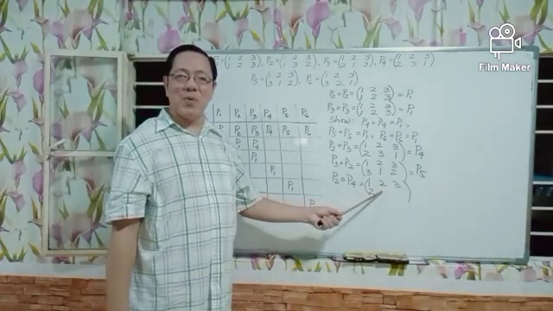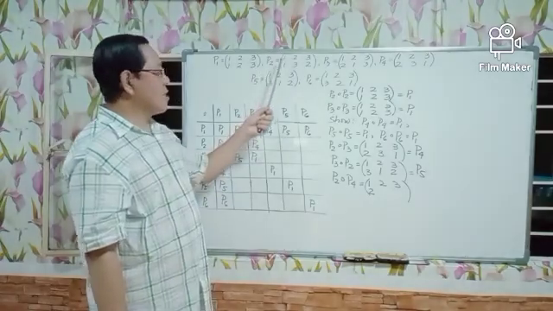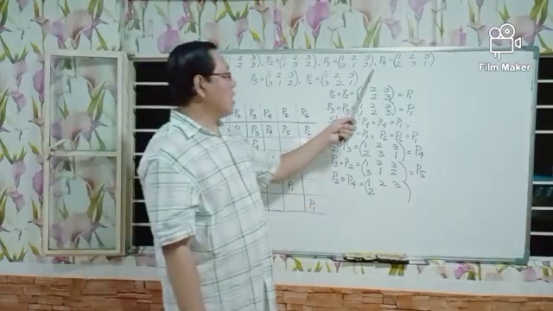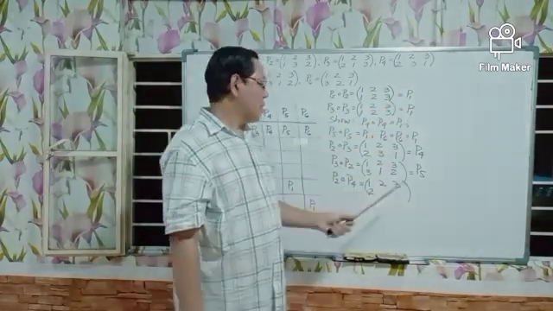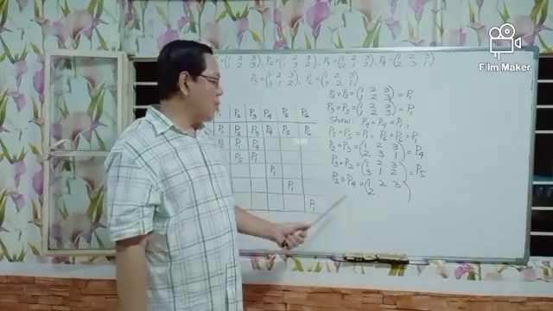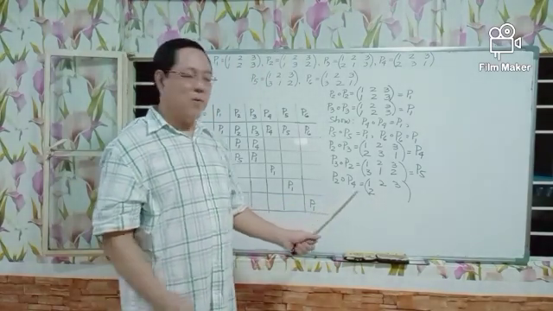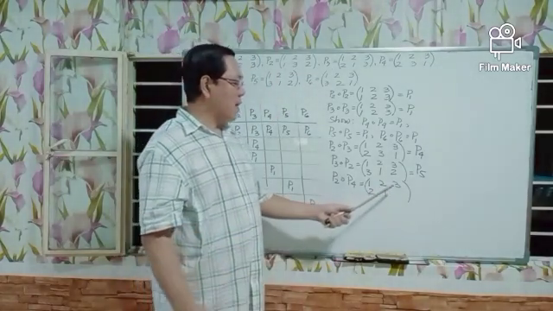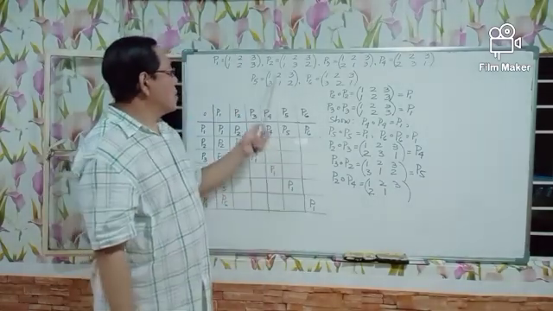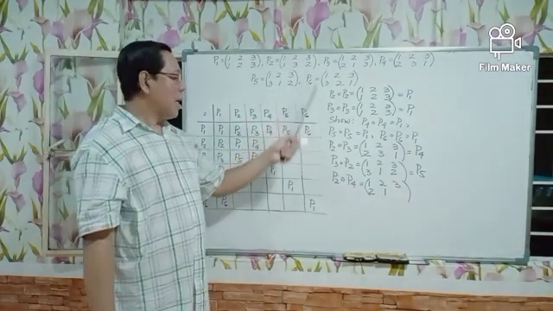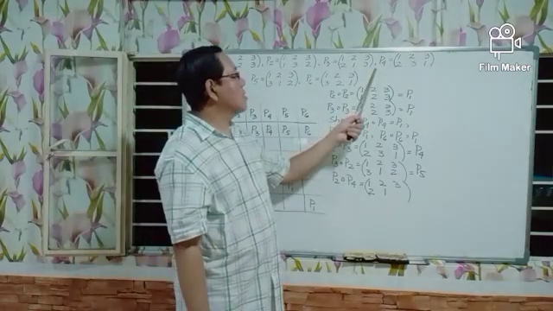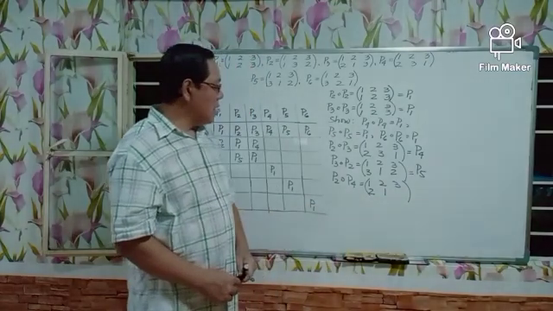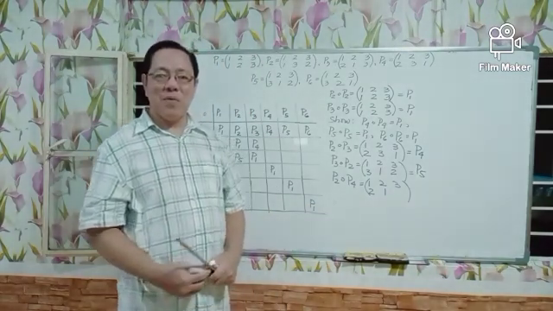Next, we find the image of 2 under P2. P2 assigns 2 to 3. And under P4, P4 assigns 3 to 1. Therefore, 2 is assigned to 1 under the composition of functions P2 and P4. Next, we find the image of 3 under P2. P2 assigns 3 to 2. And P4 assigns 2 to 3. Therefore, 3 is assigned to itself by P2 circle P4.